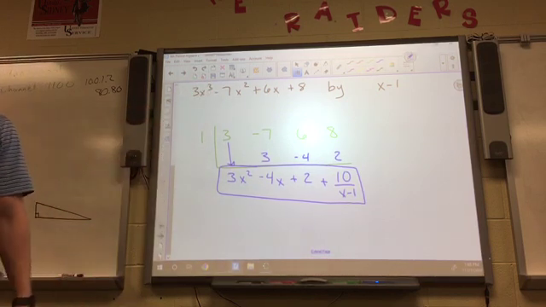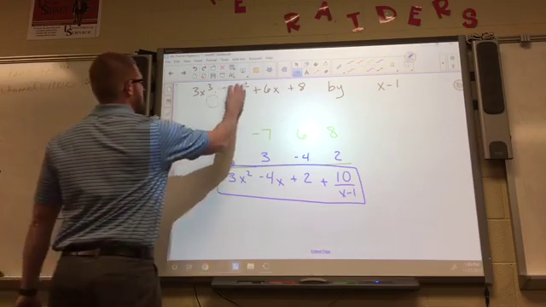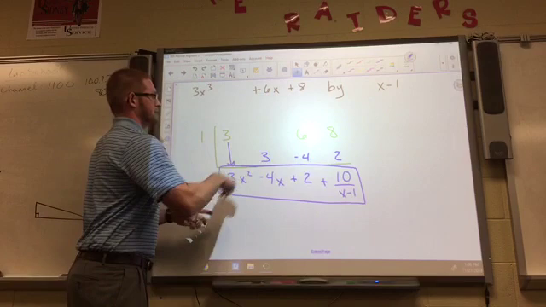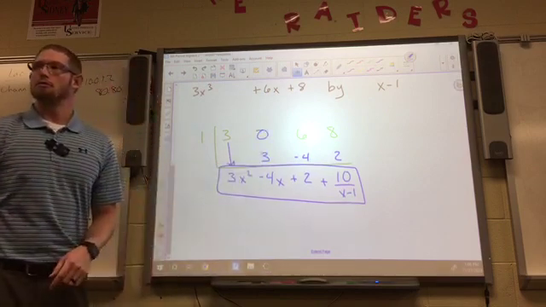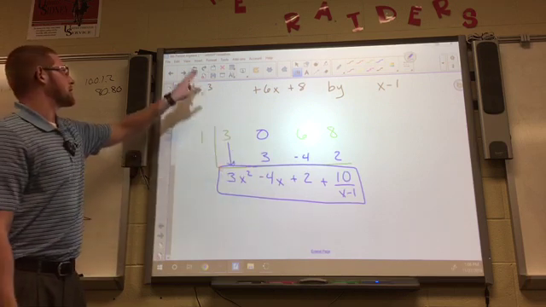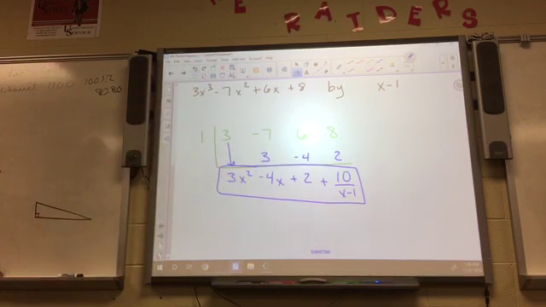Yes, Cole? It would only work if all of the coefficients are filled out. Like if I did this, it would still work, except instead of -7, you'd have put a 0. Which would obviously change our answer here, but you get what I'm saying? Yeah, you would have to fill it in. You got to fill in anything you're missing.